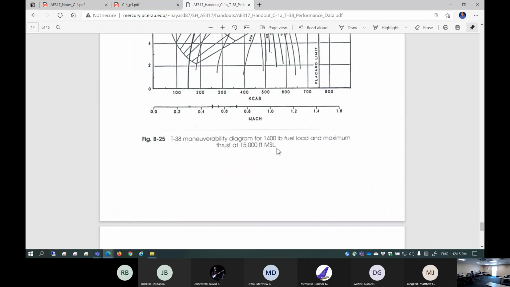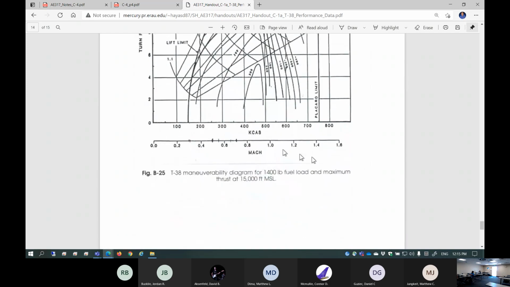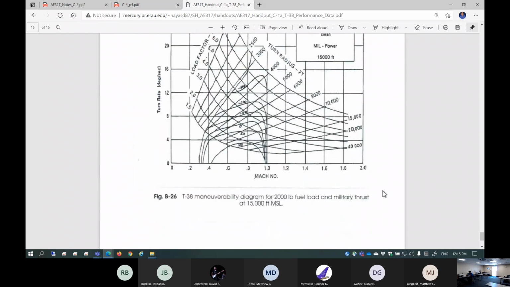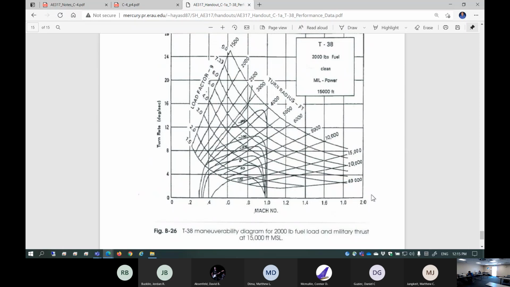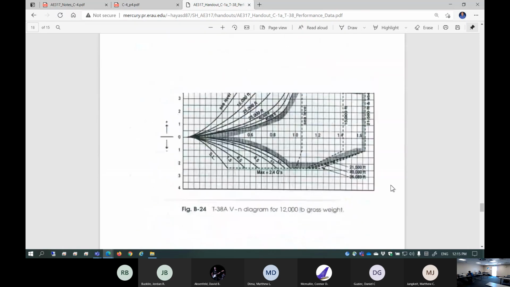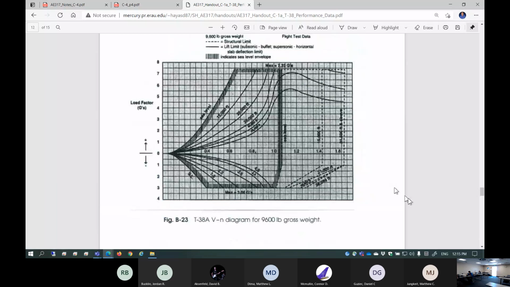This is a maneuver diagram for a configuration of 15,000 feet altitude, 1,400 pounds fuel load. This is the same thing with 2,000-pound fuel load, 15,000 feet altitude. MSL means mean sea level. So this is a real thing, and we're going to cover this. Those are maneuver diagrams. So this is a TS diagram. Okay, so let's get started.